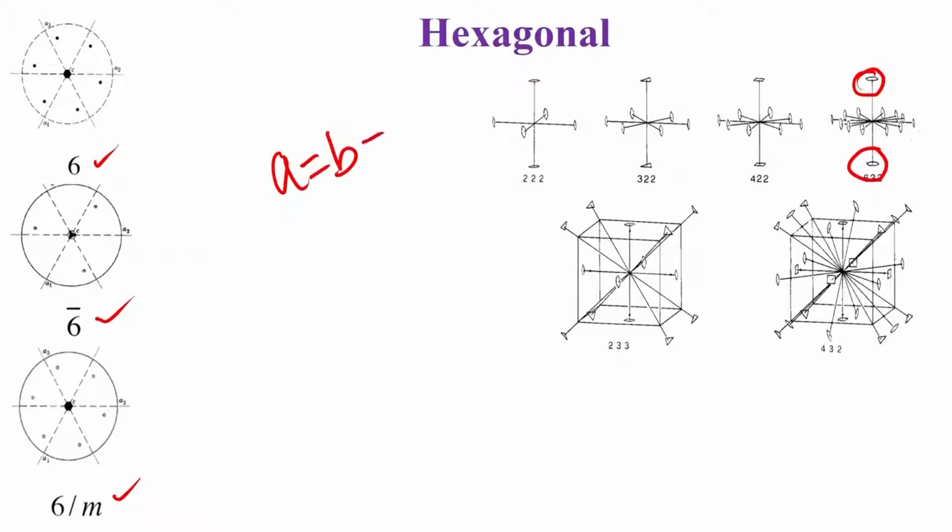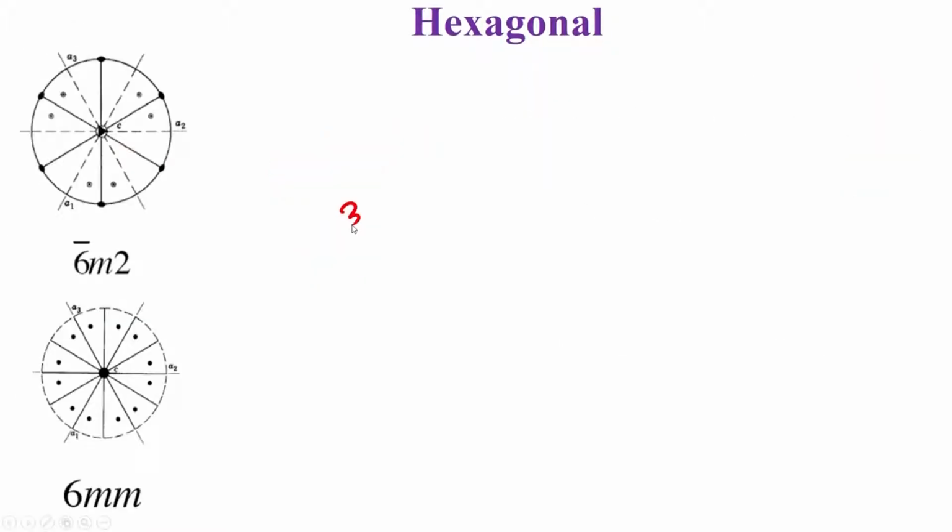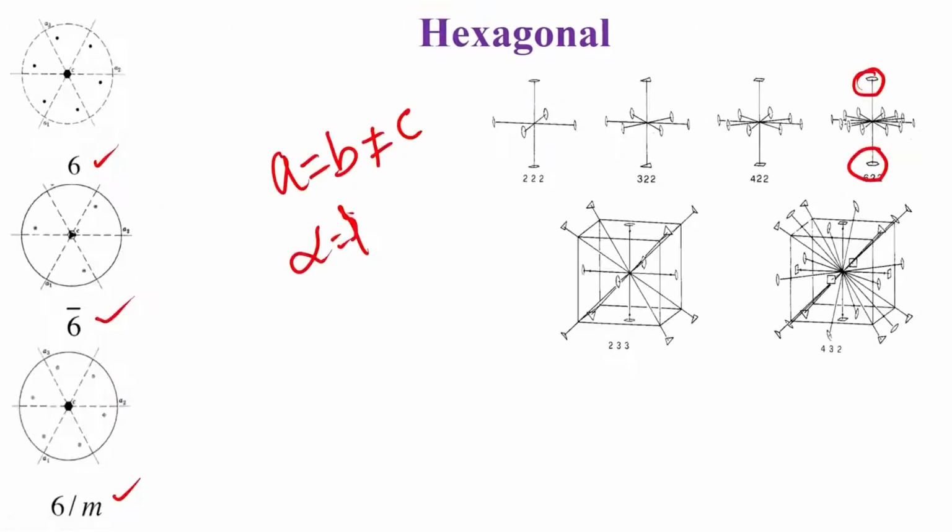And in fact the values of a, b and c will be: a equals b not equal to c, alpha equals beta equals 90 degrees and gamma is 120 degrees. So, this kind of a relationship exists for a hexagonal system, and we have therefore 6 points which will be generated by a 6-fold symmetry.